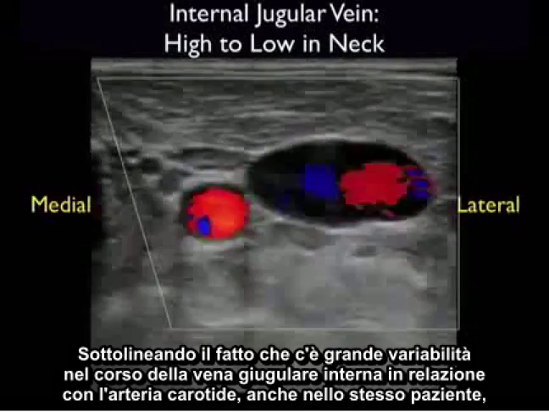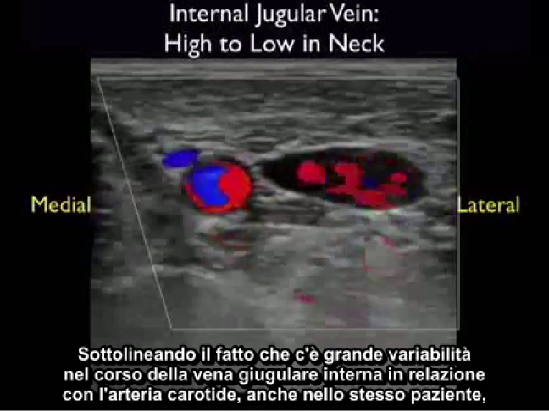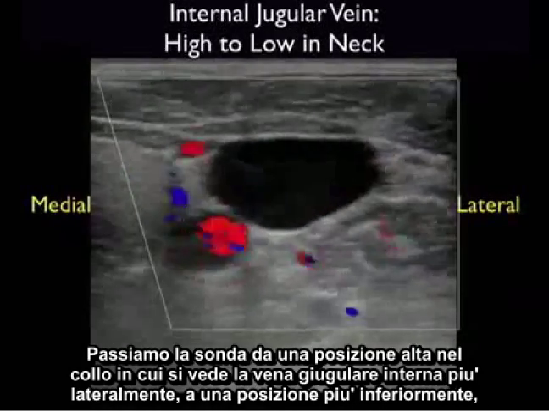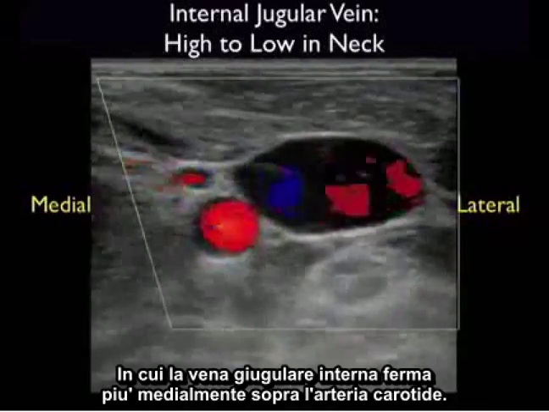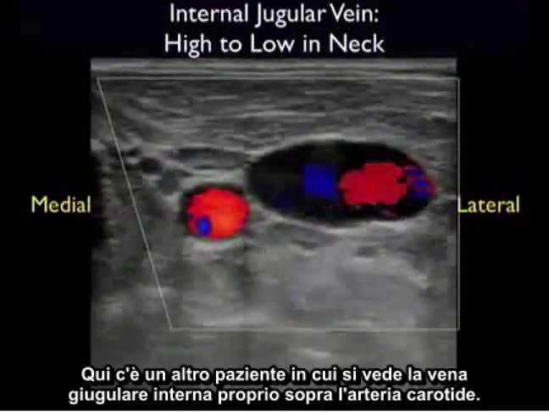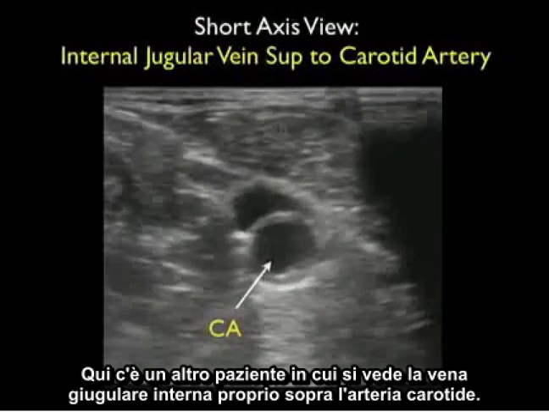This highlights the fact that there's great variability in the course of the internal jugular vein in relation to the carotid artery, even within the same patient. We're running the probe from a position high within the neck, in which the internal jugular vein is seen more laterally, to a position more inferiorly, in which the internal jugular vein comes to rest more medially on top of the carotid artery.